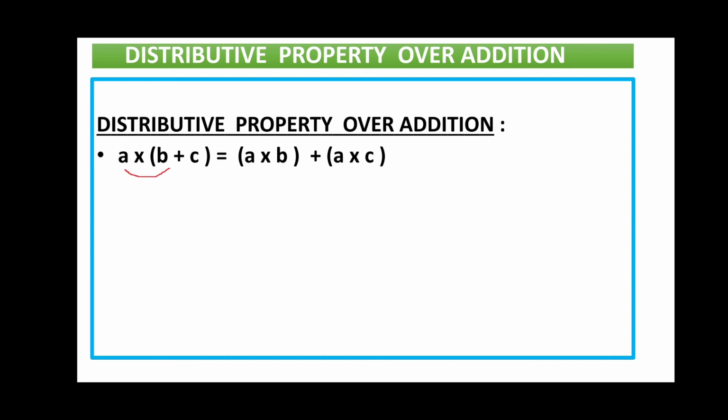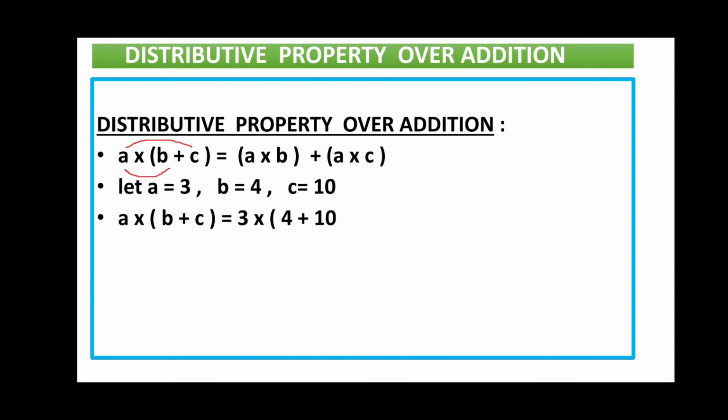Now what we have to do? Here we are distributing our values to both. We are multiplying each term by A. Let us take A as 3, B as 4 and C as 10, and substitute these values in A cross B plus C, which is 3 cross 4 plus 10. First we are solving 4 plus 10, which gives 14. So 3 into 14 gives 42.